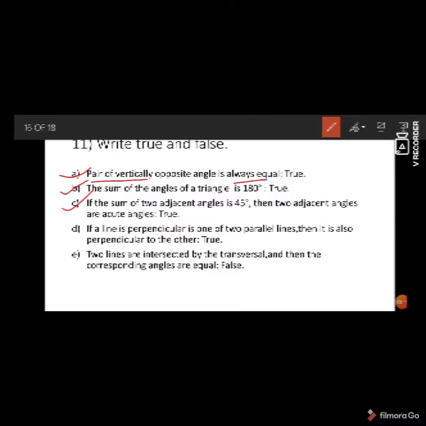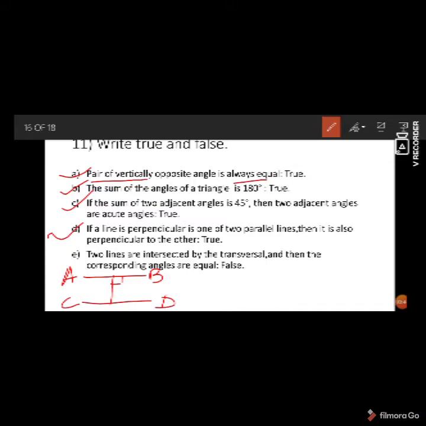If a line is perpendicular to two parallel lines, then it is also perpendicular to the other. Suppose we have lines AB and CD. The line EF is perpendicular to AB. So we can say the line EF is also perpendicular to CD. So our statement is true.